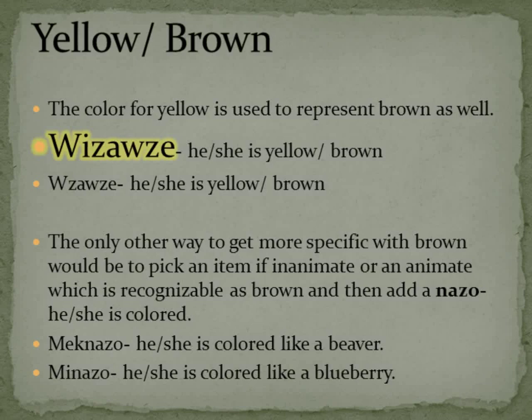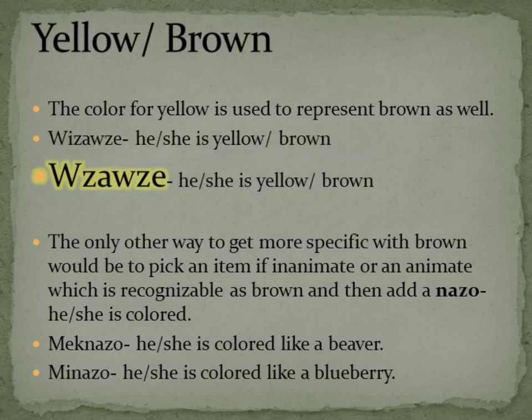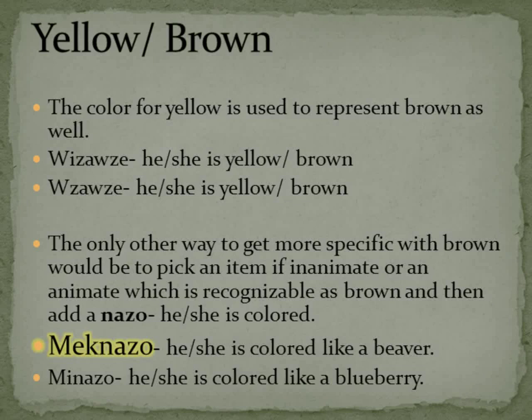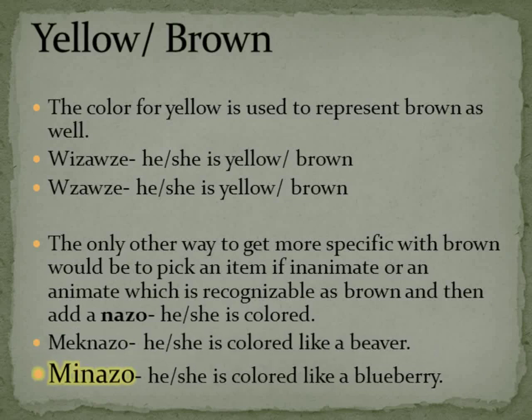So wizauze or wazauze. The only way to get more specific with brown would be to pick an item, inanimate or animate, which is recognizable as brown, and then add nazo, he or she is colored. So like muknazo, he or she is colored like a beaver. Minnazo, he or she is colored like a blueberry. So you can actually pick an item and do it like that. For something animate, it'd be nazo.